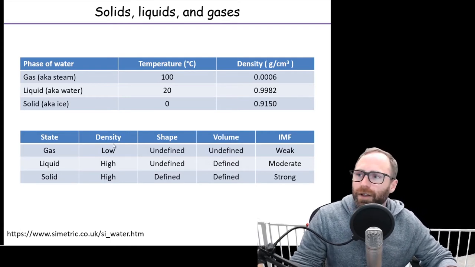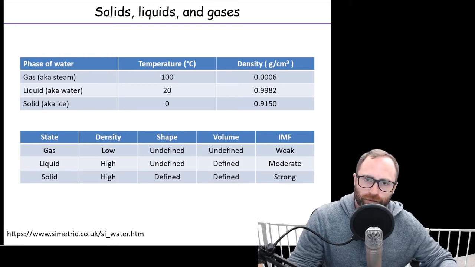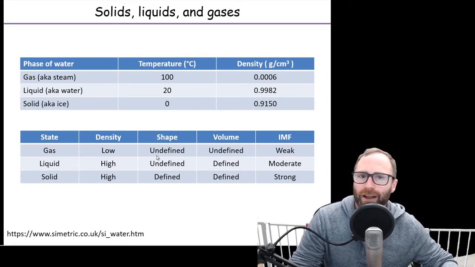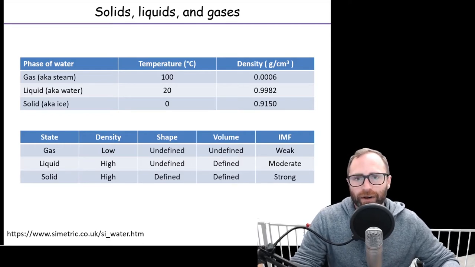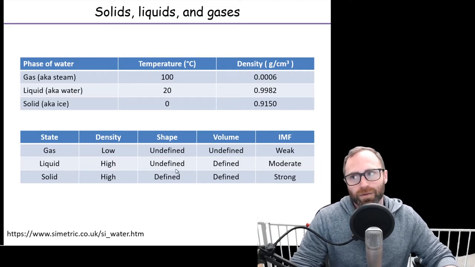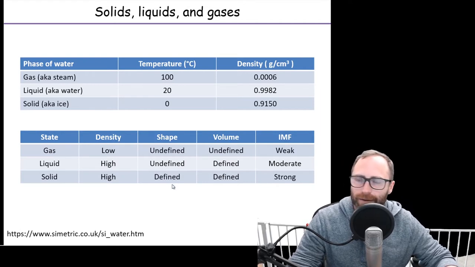So the density, like we described with the phases of water, is usually pretty low for a gas, high for a liquid, and high for a solid. Now, when we're talking about shape, we're asking, does the thing have a fixed shape? Gas is undefined; it's going to fill and take the shape of whatever container it's in. A liquid's going to try to do that, but a liquid won't be able to do it as well as a gas. And a solid's just going to have a defined shape. It's going to be fixed.